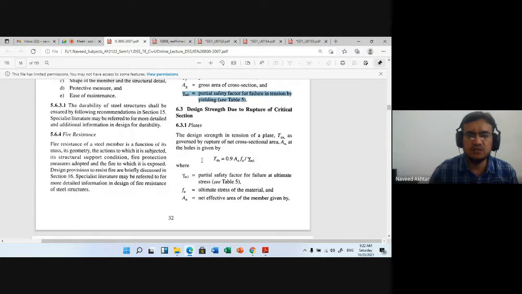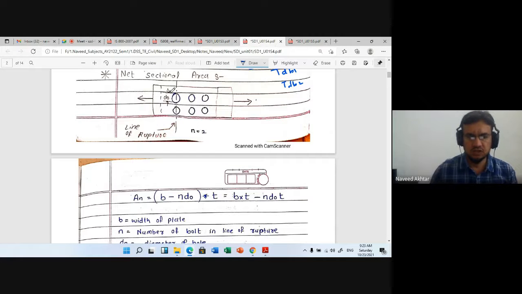Then the design strength due to rupture of critical section in case of plate, TDL, is equal to 0.9 AN FU upon gamma M1. Here you have to find out the net effective area of the member. If a bolted connection is there, then you have to deduct the holes to find the net area of the section. If the width of your plate is B, and there are a number of bolts, it may be 2 or 3 in one line, then the net area of section is B minus N D0 into T.